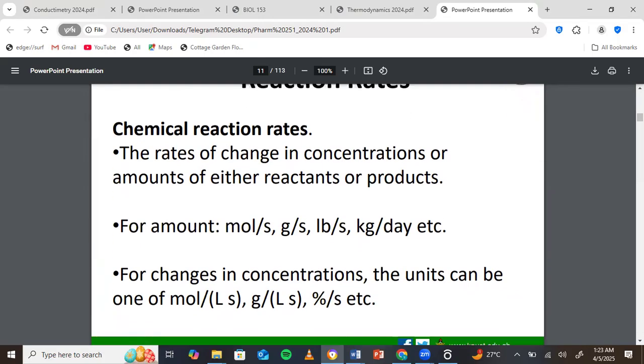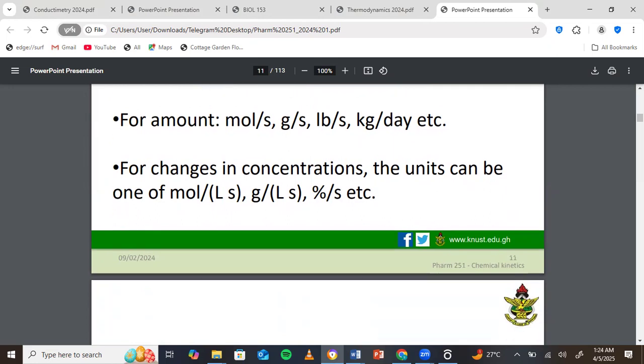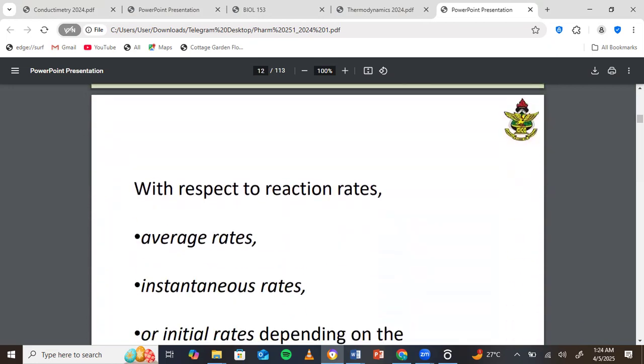If you are looking at amounts, this will be the unit that we'll have. We can have mole per second, we can have gram per second, and it goes like that. If we are looking at concentration, we can have concentration per second, like mole per liter per second, gram per liter per second, or percentage per second, right?